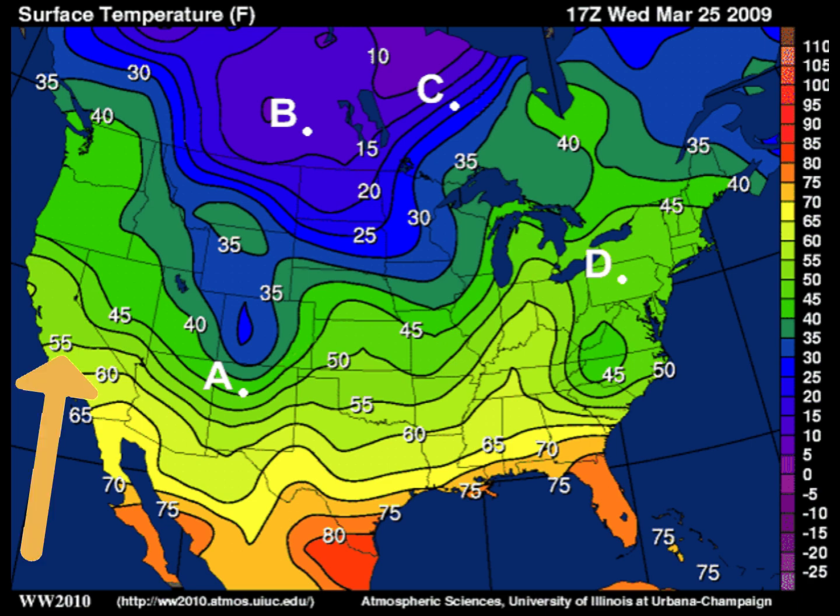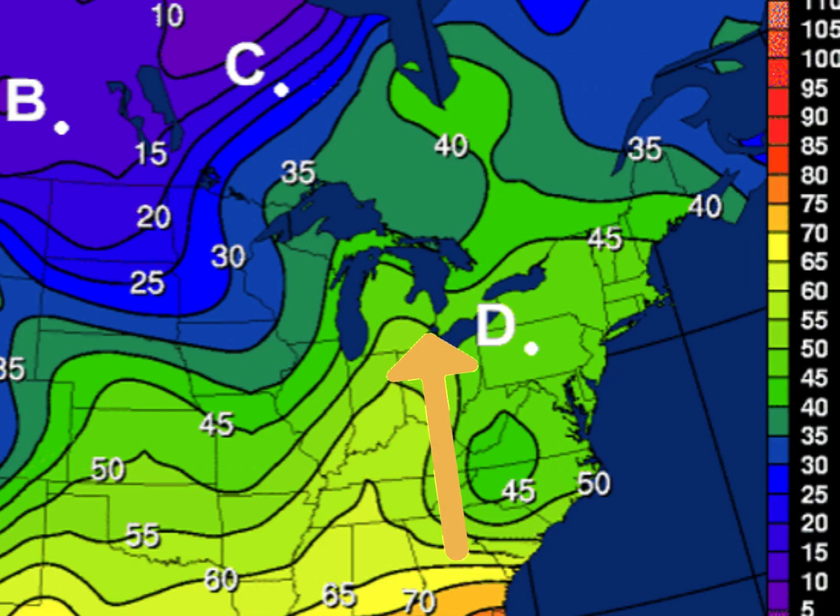The numbers at either end of an isotherm, or printed directly on the line, show the temperature represented by that isotherm. In this example, the arrow highlights the 55-degree Fahrenheit isotherm, meaning all locations along this line have the same temperature, 55 Fahrenheit. Let's find the isotherm closest to Detroit, Michigan, and see what temperature it represents.